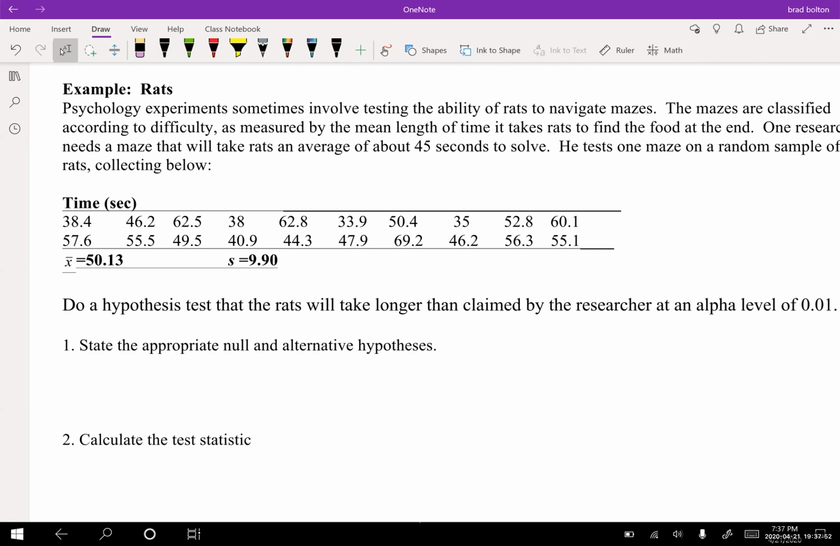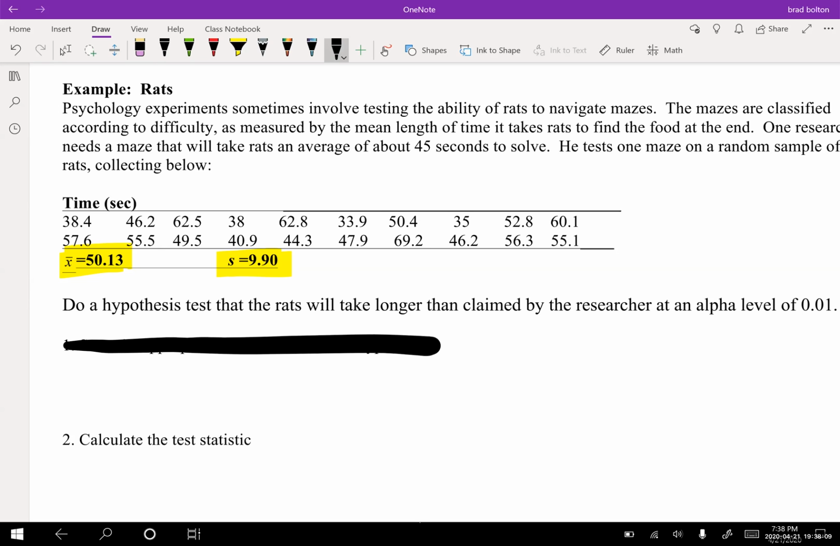So something just to keep in mind also, by the way, this is a lot of numbers, but they already tell us X bar and the standard deviation. So we don't really have to plug this in, even though it looks like we're going to. We don't really have to. So once again, their step one is my version of steps 1, 2, and 3. So let's do step 1. My step 1 is my claim.